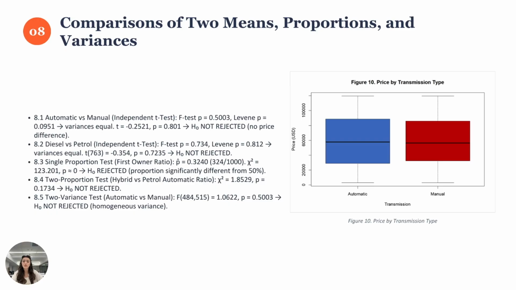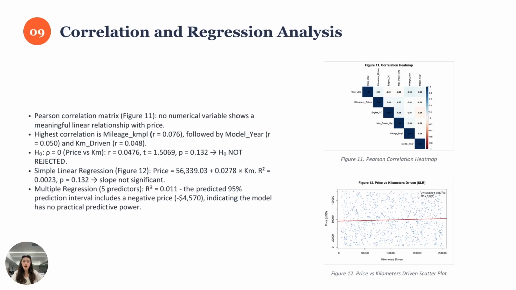Now correlation and regression analysis. Here we did correlation and regression analysis. As figure 11's heat map shows, all correlations are close to zero. The highest is only 0.0764. Price versus kilometers gave r equals 0.0476, p equals 0.132, so the null hypothesis is not rejected.